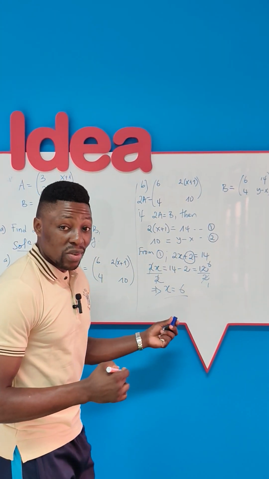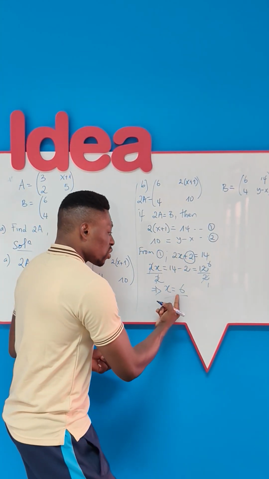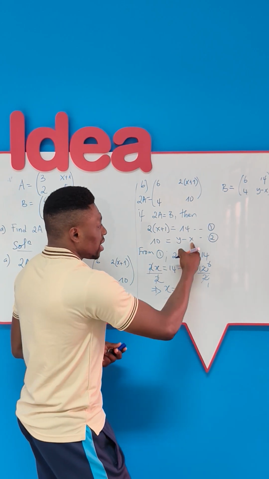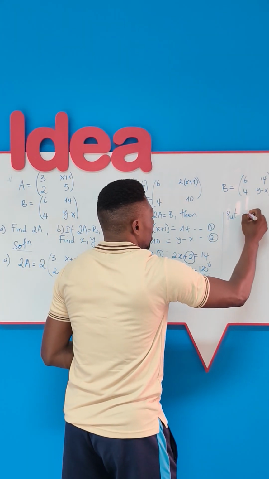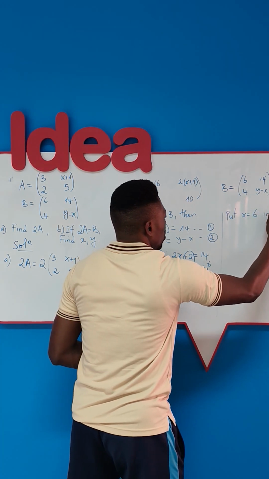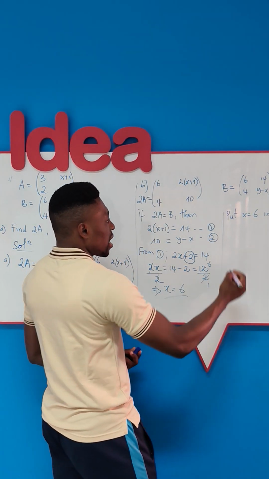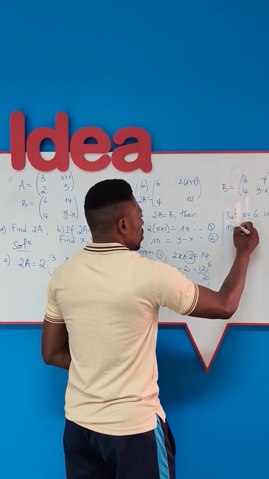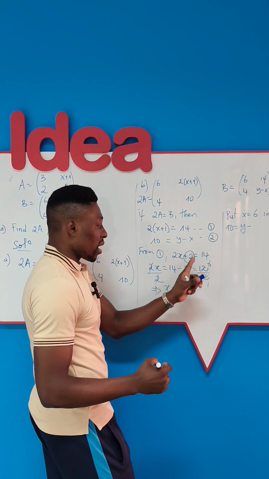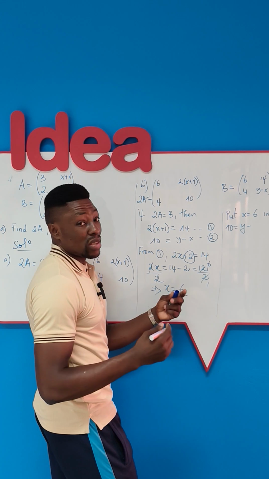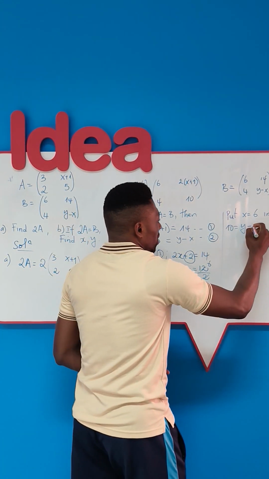What do I do with this value of x, dear friends? I simply substitute x for 6 in equation 2. So I'm going to say put x is equal to 6 in equation 2. What am I going to obtain? I'll have that 10 is equal to y minus, I won't write x any longer, I'll rather write 6, which is a new value for x, so minus 6.